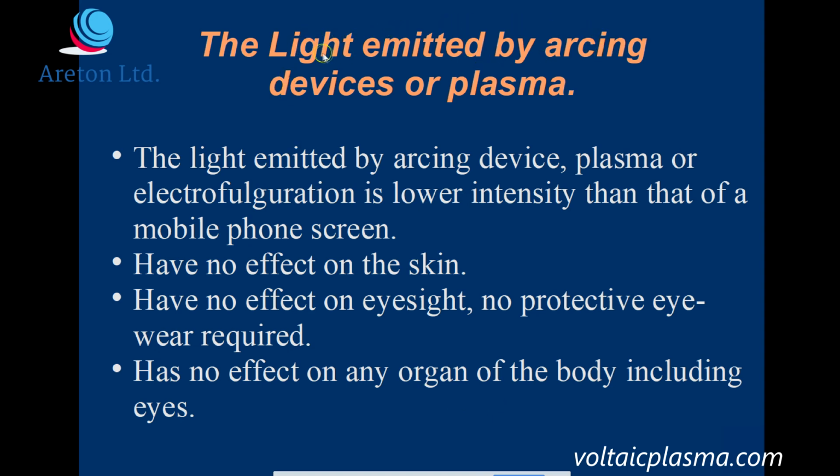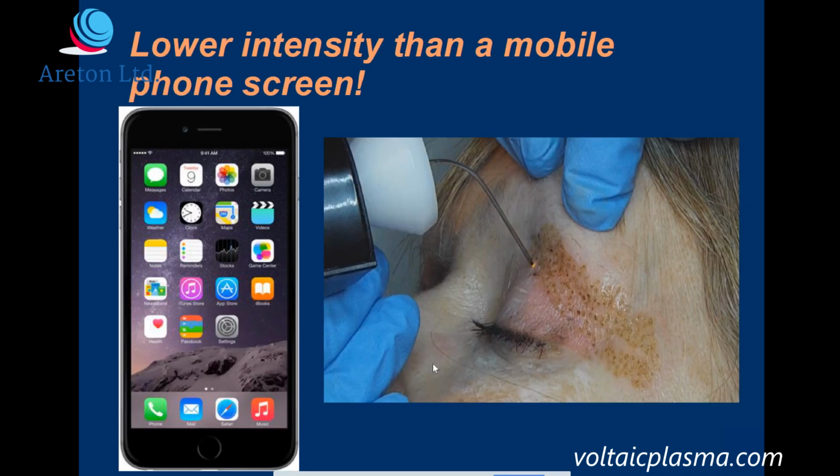So the light emitted by arcing devices or plasma devices or fibroblasts, whatever you like to call it, electrocoagulation, electrofulguration units, has no effect onto the skin, has no effect on the eyesight, there's no need for any protective eyewear, and has no effect on any organ of the body, including the eyes. You've seen plenty of treatments on the upper eyelids and the eye area.